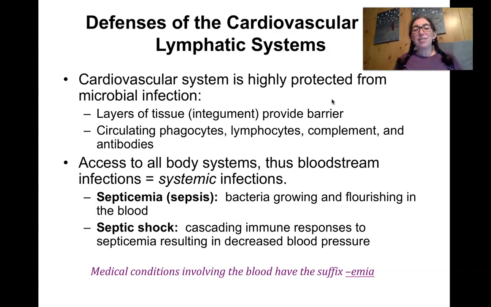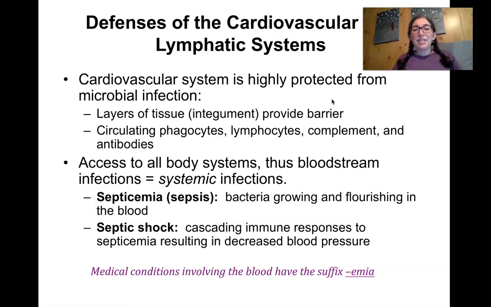If the cardiovascular system does get an infection, so if there is bacteria replicating in the blood, since the blood has access to the whole body, we call these infections systemic. A systemic infection is one that has spread to the blood and has therefore gotten around to the whole body. If the bacteria is actively replicating in the blood, that's called septicemia or sepsis, or sometimes blood poisoning, but it's really not blood poisoning, it's an infection.